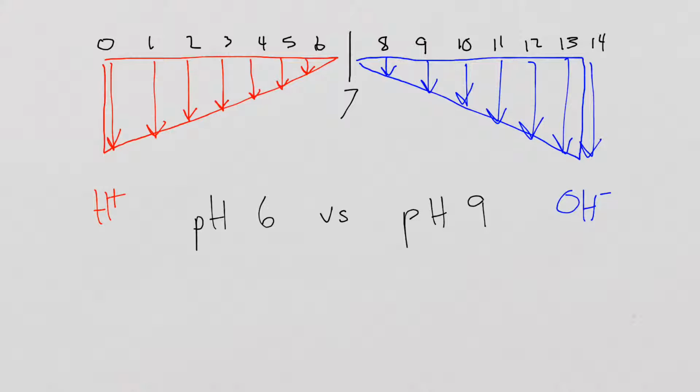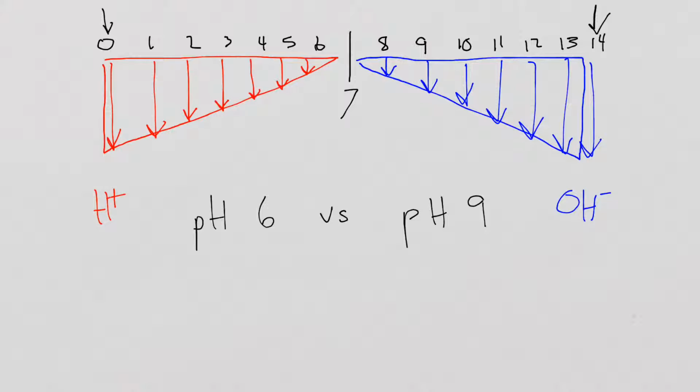Something that has a pH of 14 is going to have way less hydrogens than something that has a pH of 0. Now, if we look at these two pHs that were written here, a lot of you have a habit of making the most common mistakes when saying how much more acidic is something with a pH of 6 than something with a pH of 9.